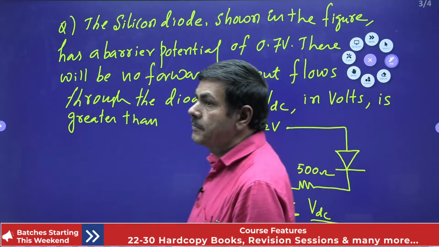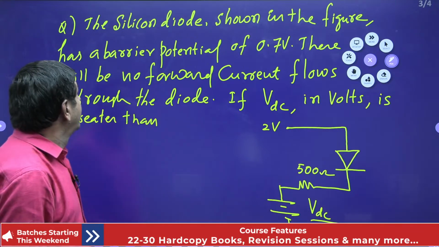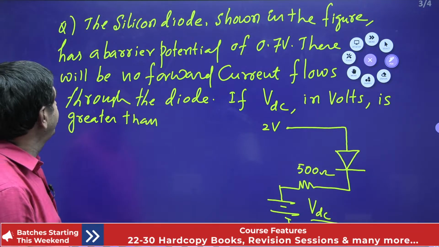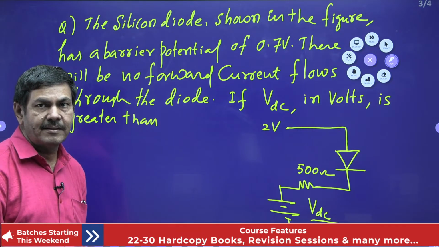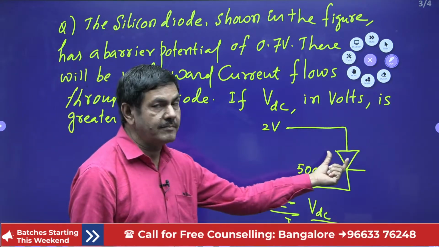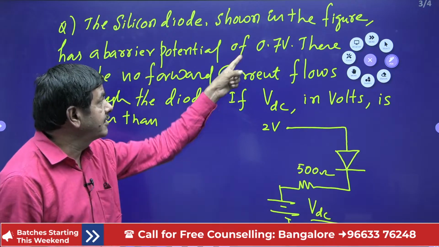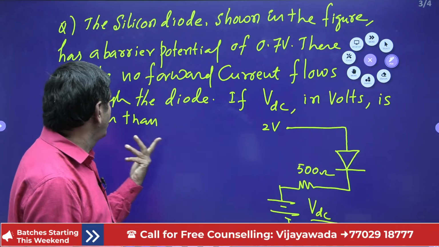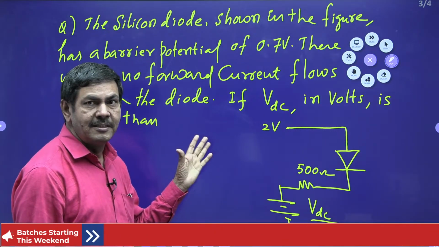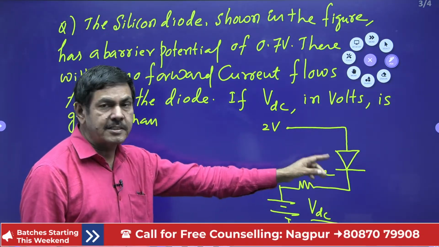What is asking in the problem? The silicon diode shown in the figure has a barrier potential of 0.7 volts. Voltage across the diode is given. How much voltage is given? 0.7 volts. There will be no forward current flowing through the diode. That means the current passing through this diode is 0.